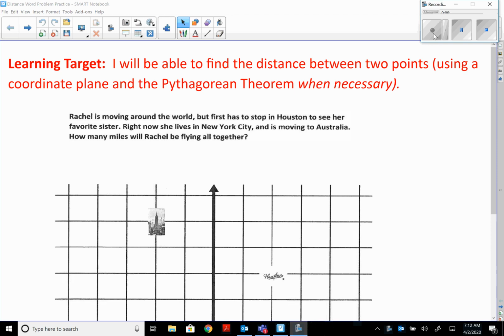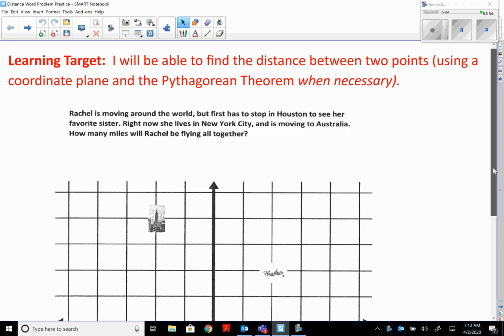All right, with these next few examples, we are going to find the distance between places on a coordinate grid using Pythagorean theorem. So this first one says Rachel's moving around the world, but first has to stop in Houston to see her favorite sister. Right now, she lives in New York City and is moving to Australia. How many miles will Rachel be flying altogether?